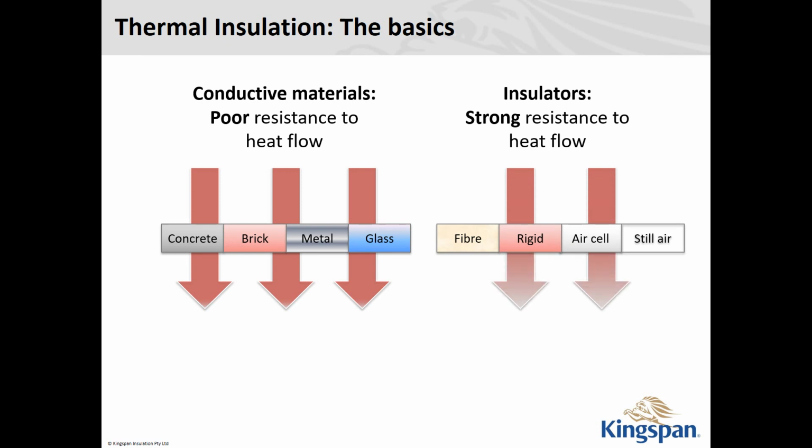Materials that have good insulation properties will be those that have air inside the materials, so more lighter products, such as fibre, like we saw before. You had your fiberglass insulation, rigid insulation, such as the Cooltherm, air cell, and even still air is a bit of an insulator as well.